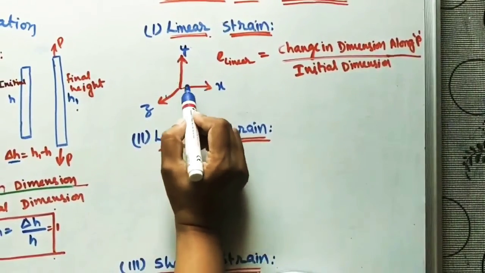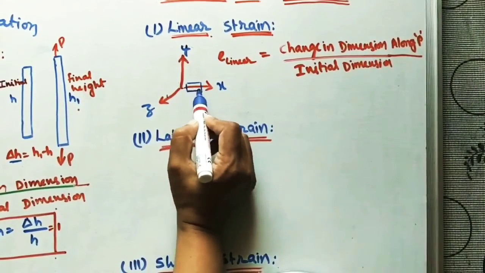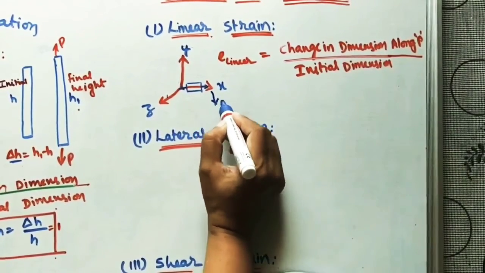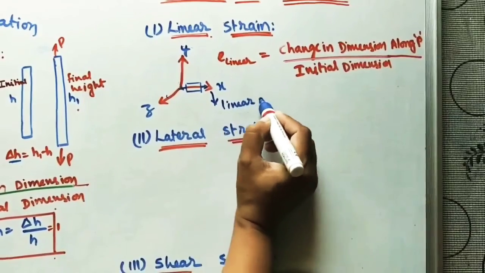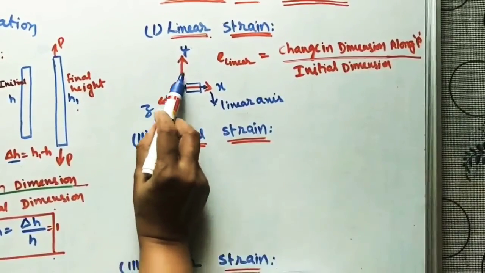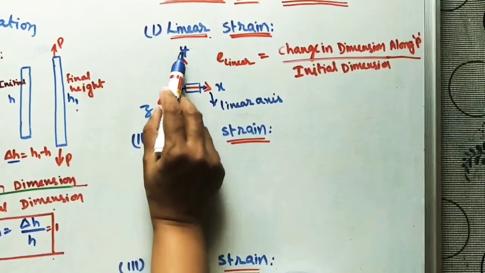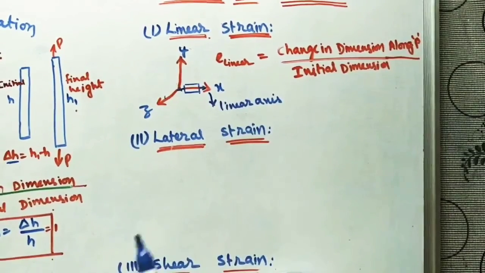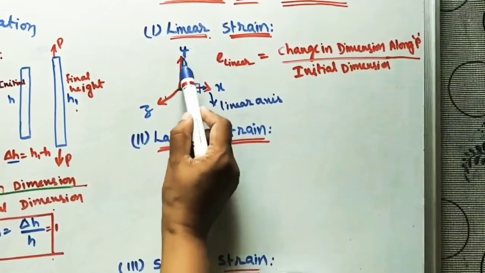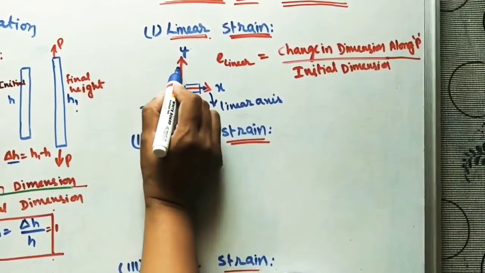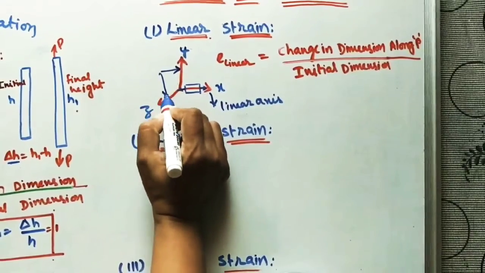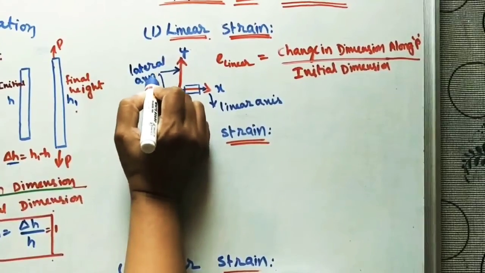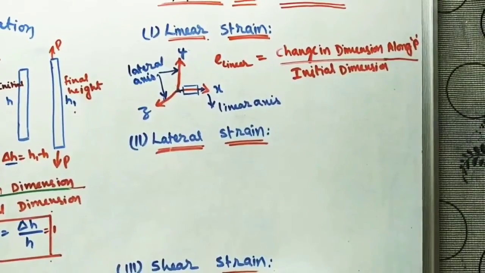So in these three axes, let us assume we are taking the object here and applying the force along the x-axis, which means this is the linear axis. If you are applying the force along y, this is the linear axis. If you consider the z-axis, it is the linear axis. If you are calling one the linear axis, the other two axes are called lateral axes. This and this both are called lateral axis. Okay, so remember it.